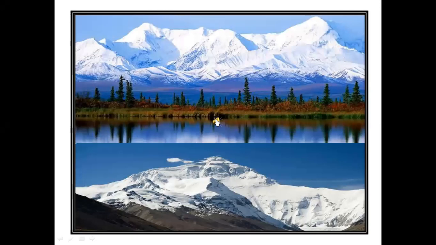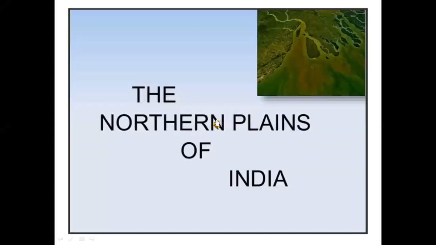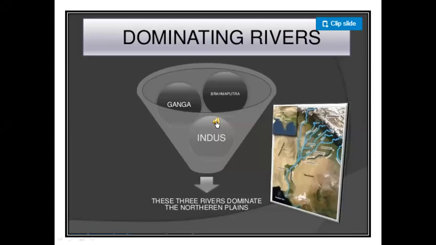In the last class, we learned about the Himalayas. Here is a picture of Himalayan mountains. Today, we are going to learn about the northern plains of India. The three dominating rivers of the northern plains are the Indus, the Ganga, and the Brahmaputra.